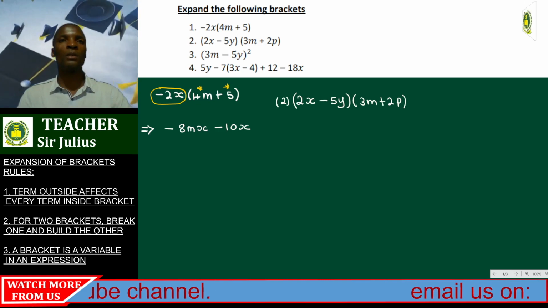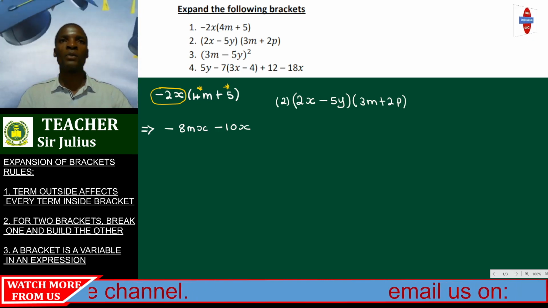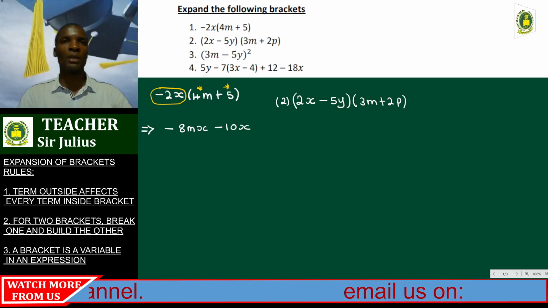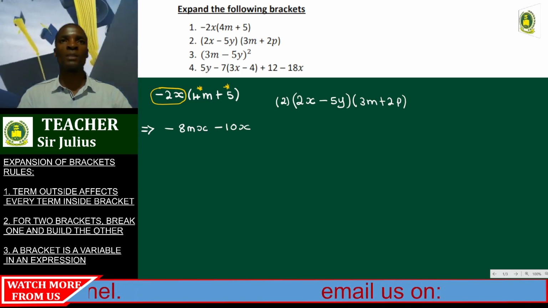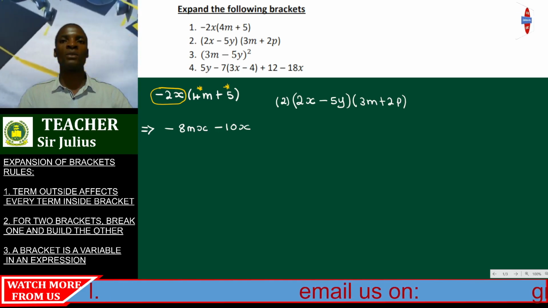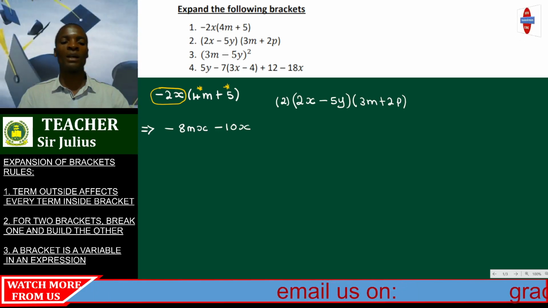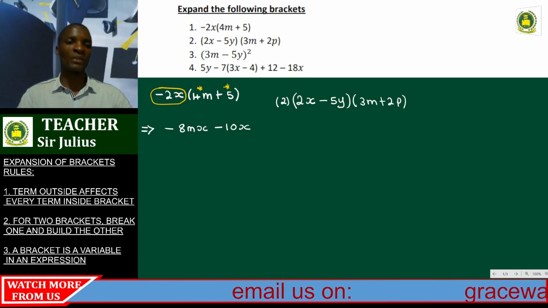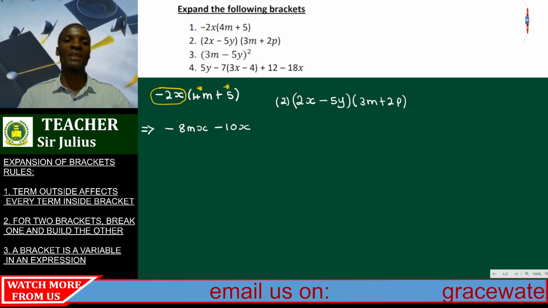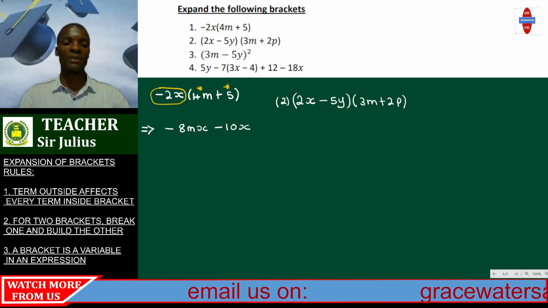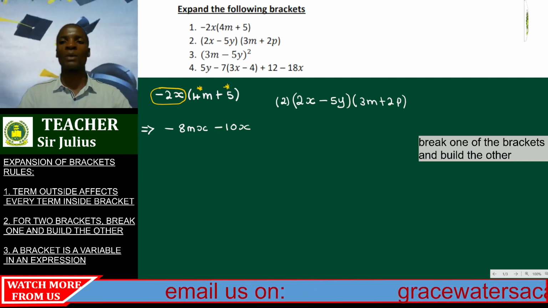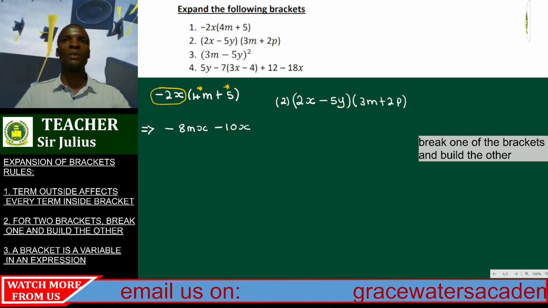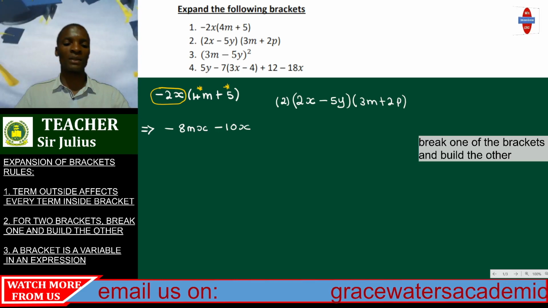Okay, so the second question is reading 2x minus 5y into 3m plus 2p. Okay, let this not surprise you. This is going to be simplified using rule number 2, which says that for 2 brackets you have to break the first one and then build the second one. This is the rule. Okay, now what I'm going to do is to indicate which one is the first and which one is the second.